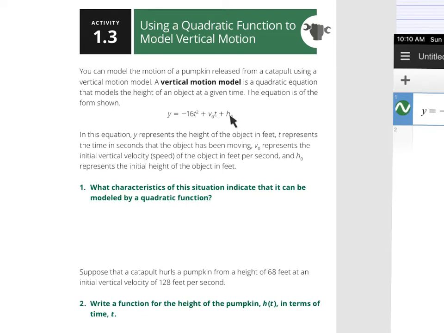Now, if you're thinking about a golf ball, you hit a golf ball off the ground, so the starting height would be 0. But if you are throwing a football, you don't throw a football off the ground. You throw it from about shoulder height. So shoulder height might be 4 or 5 feet up in the air, so the starting height might be there. If you're talking about a pumpkin being shot from a catapult, the starting height would be even higher than that because the catapult releases it pretty high up in the air before it actually is released from the catapult.